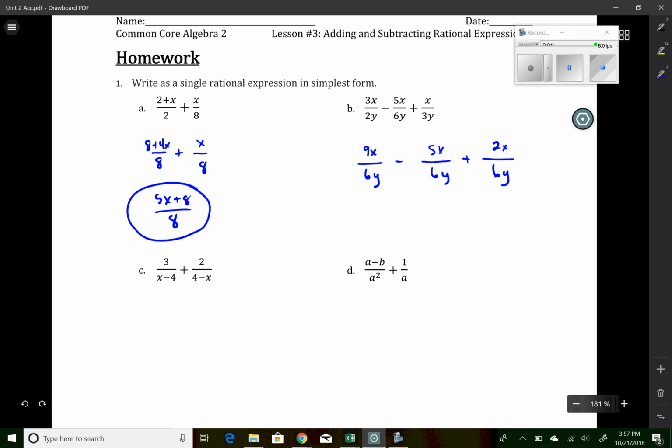So if you do some quick calculations here, 9 minus 5 plus 2, that's going to be 6. So that's going to give you 6x over 6y. And those 6's are going to reduce, so I'm just left with x over y. Now notice there's a variable in the denominator, so I also have to think about an undefined value. So y can't be 0.